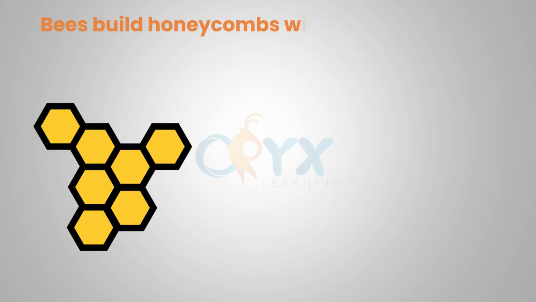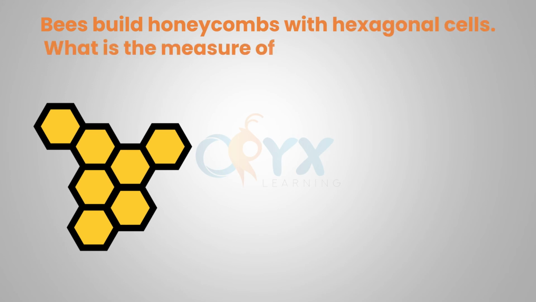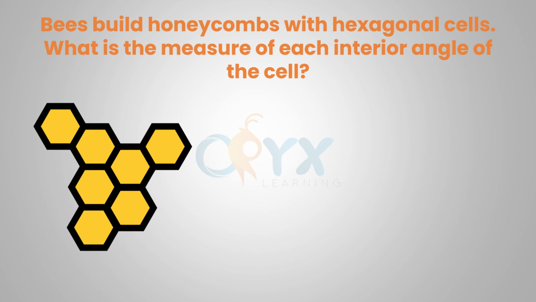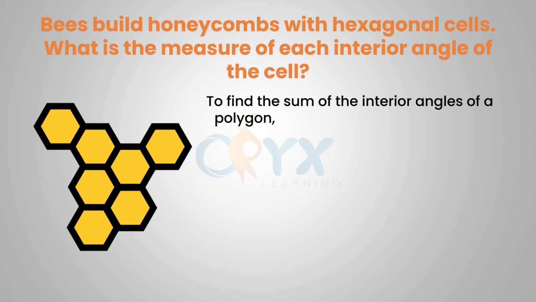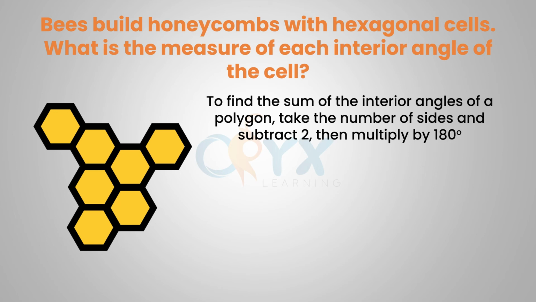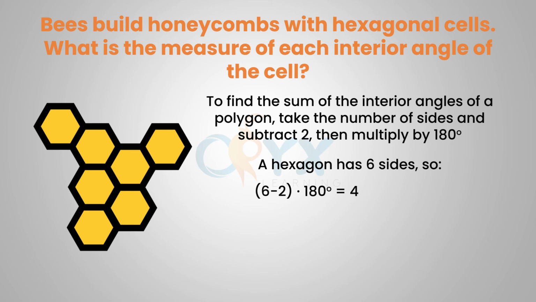Bees build honeycombs with hexagonal cells. What is the measure of each interior angle of the cell? To find the sum of the interior angles of a polygon, take the number of sides, subtract 2, and then multiply by 180. A hexagon, by definition, has 6 sides, so 6 minus 2 times 180 equals 4 times 180, or 720 degrees.